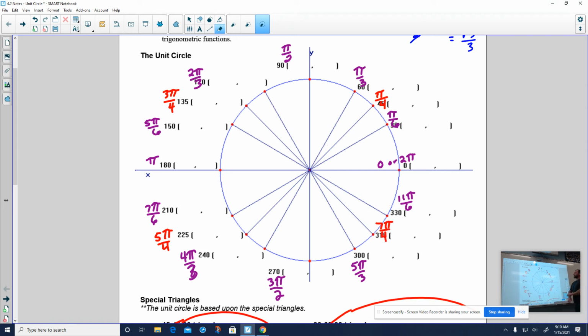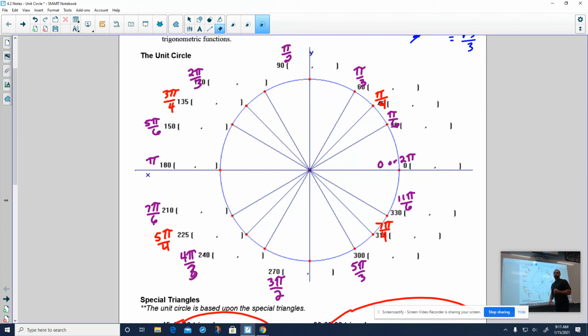All right, we have just filled in everything you need to know for the unit circle. We filled in all the cosine answers, which are the x values. We filled in all the sine answers, which are the y values. We could easily create tangent out of that, y over x. And we've put in all the radians for all these.